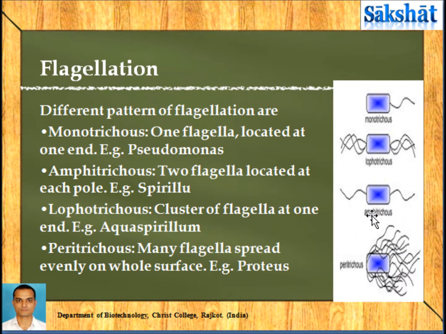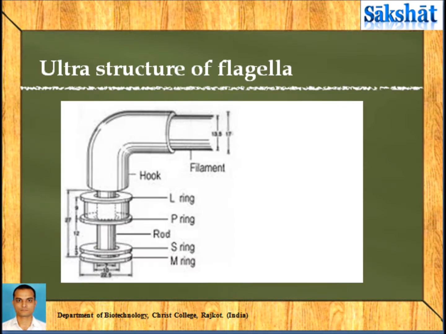Amphitrichous means two flagella located at each end. For example, in Spirillum. Lophotrichous, that is a cluster of flagella at one end. Example, Aquaspirillum. Peritrichous, that is many flagella spread evenly on the cell surface. That is found in Proteus species.